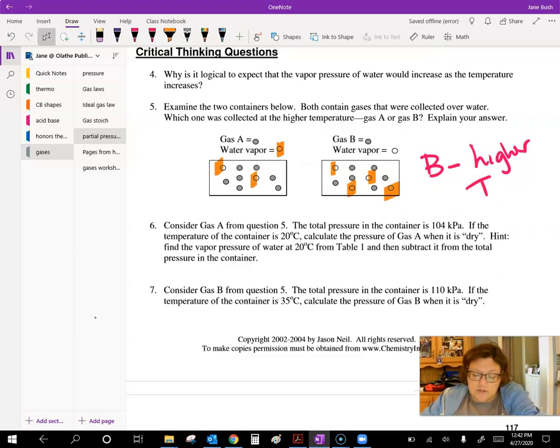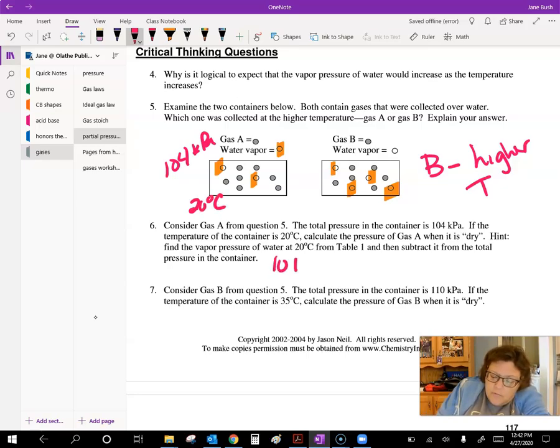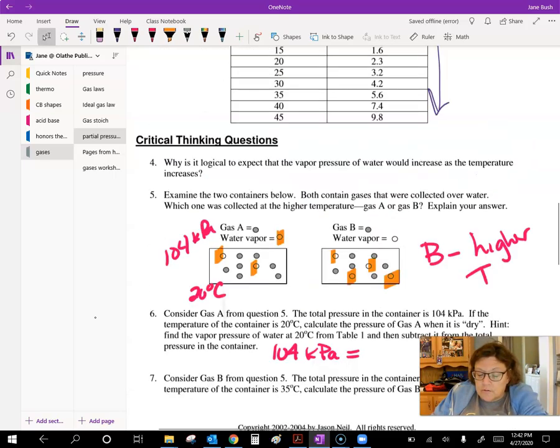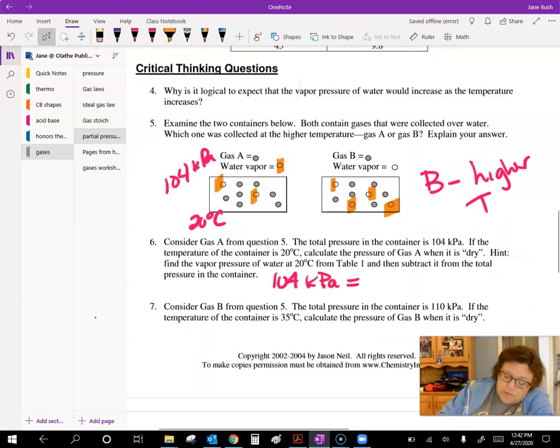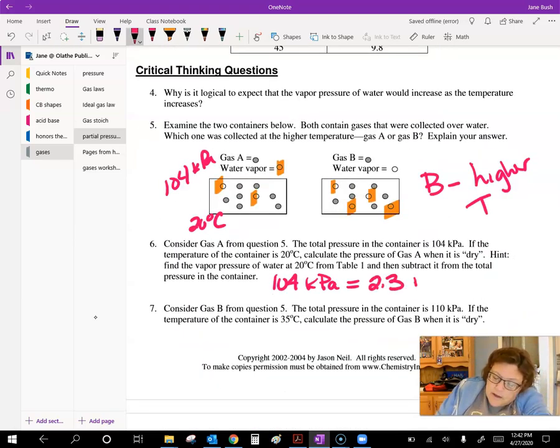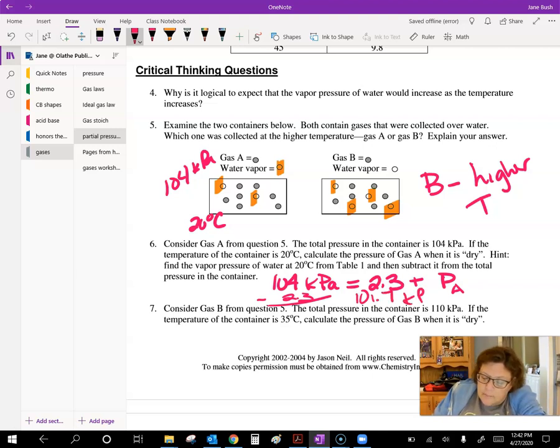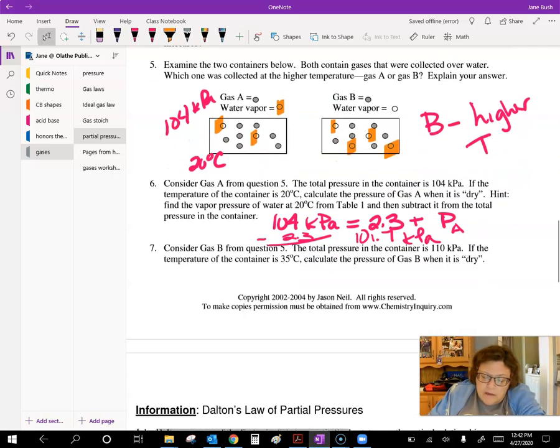Consider gas A from question 5. The total pressure in this one is 104 kilopascals. If we know that it's 20 degrees Celsius, 104 kilopascals is the total. The water pressure at 20 degrees is 2.3. And we can add that to the pressure of gas A, and then solve for gas A. We get 104 minus 2.3, which would be 101.7 kilopascals.